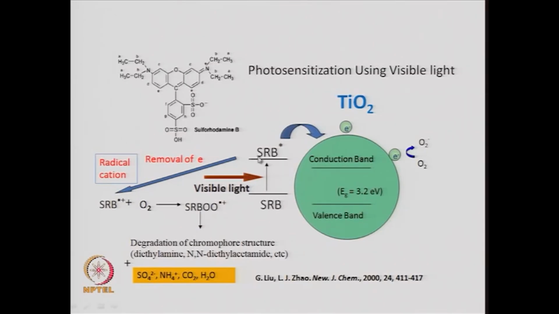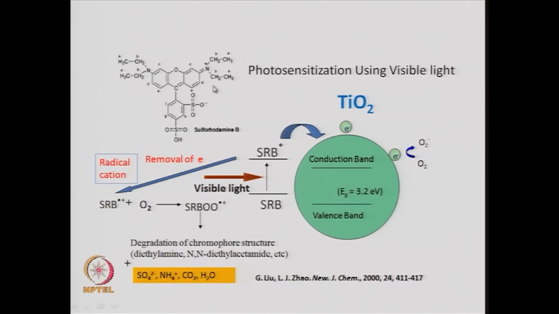So, what happens to this molecule after it loses this electron? The sulforhodamine B excited molecule, after it loses an electron, becomes a radical cation. The electron goes to the titanium dioxide, and the sulforhodamine B becomes a radical cation, and then it reacts with oxygen further, and that forms another radical cation, which finally decomposes to form a smaller molecule. So, this organic structure gets decomposed.